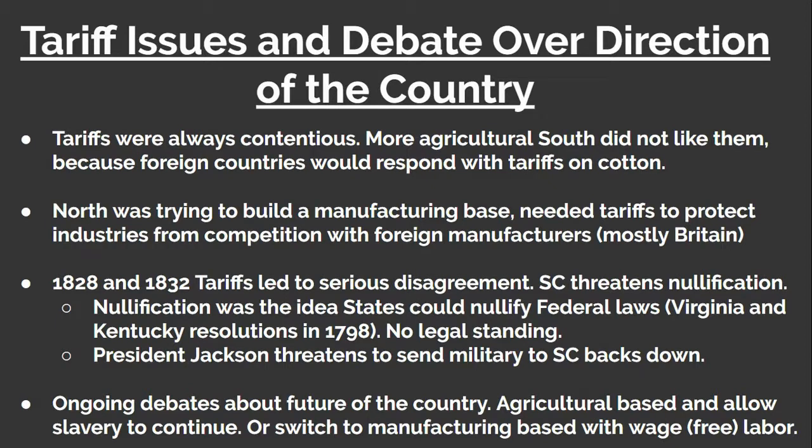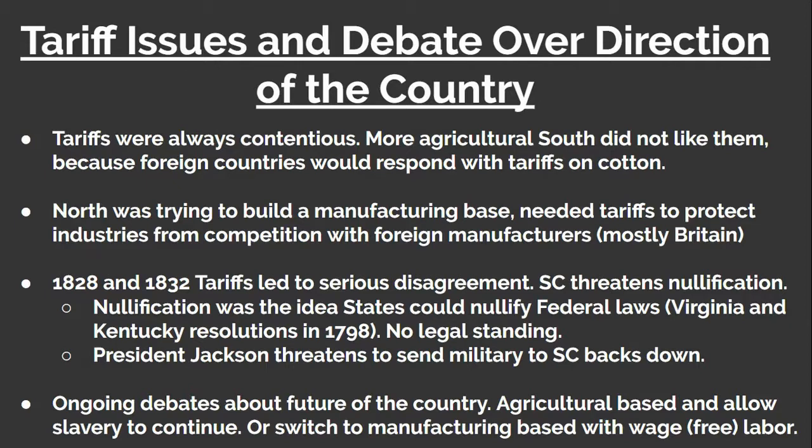Now let's take a look at the 1828 and 1832 tariffs. These tariffs, one of which was called the Tariff of Abominations, led to some serious disagreements between specifically South Carolina and the federal government. South Carolina threatened nullification, meaning it wasn't going to follow this federal law.